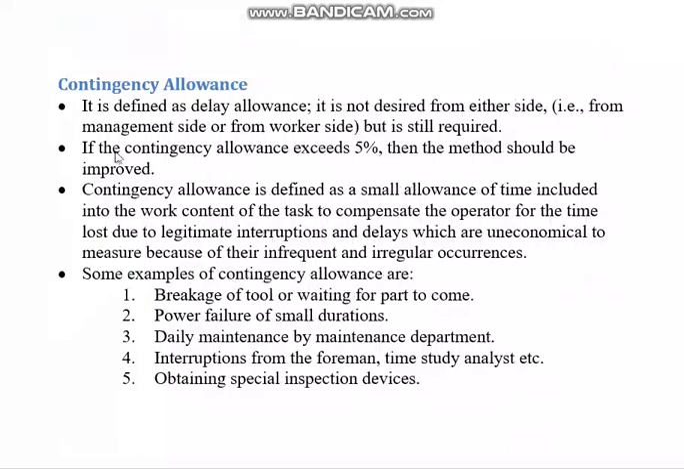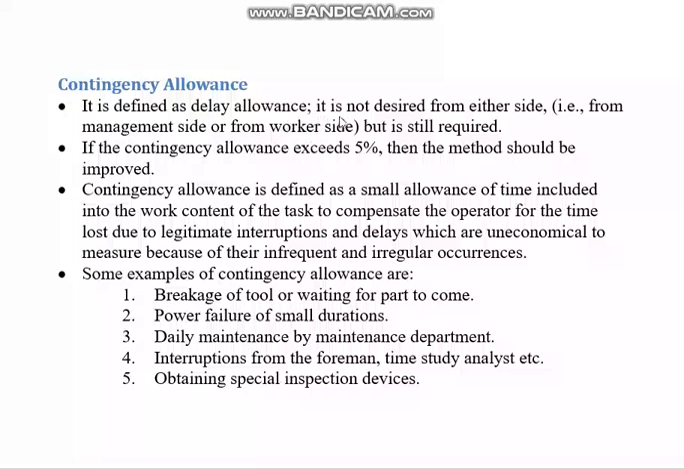Now the second allowance that we need to provide will be contingency allowance. This contingency allowance is defined as a delay allowance. Why is delay taking place? That we'll see later.